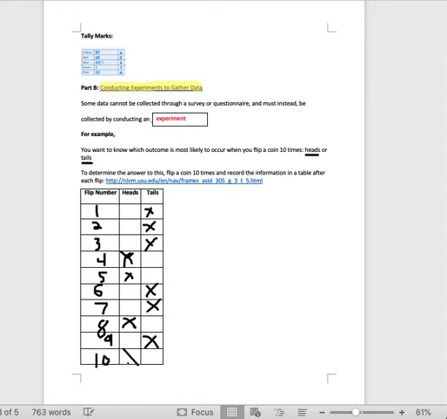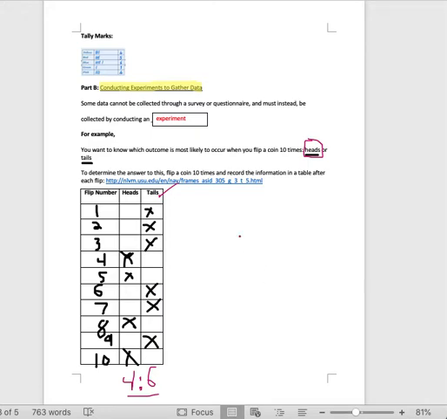Okay, so now we're going to add them up. We have 1, 2, 3, 4, 5, 6 tails and 4 heads. So it's 4 to 6. Look at this ratio, bringing stuff in from other units. So what we did is we had an experiment. We made a prediction, heads or tails. I said it was going to be heads. Tails, though, was the winner. And now we know what the information is. We gathered it on this chart. We recorded it on the table.